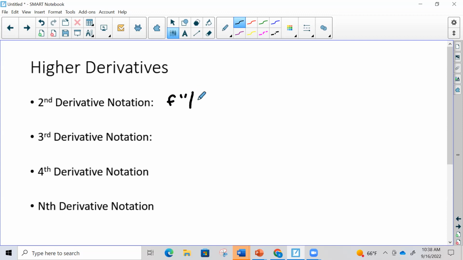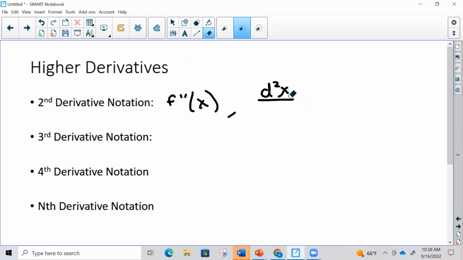So you can do 2 apostrophes, or we write it as d2y over dx squared. Okay, that's the other notation. We put the 2 in between the d and the y so that we don't mistake it for actually squaring the dy and then the dx, which is why that notation exists.